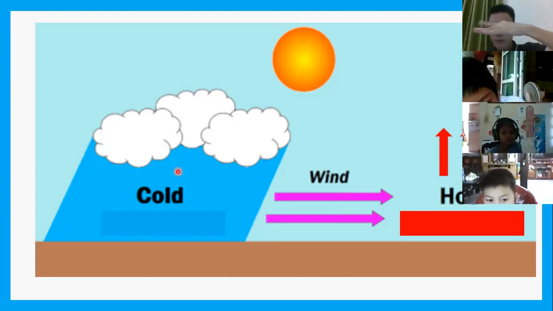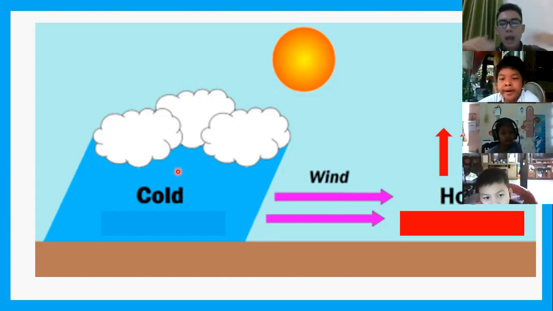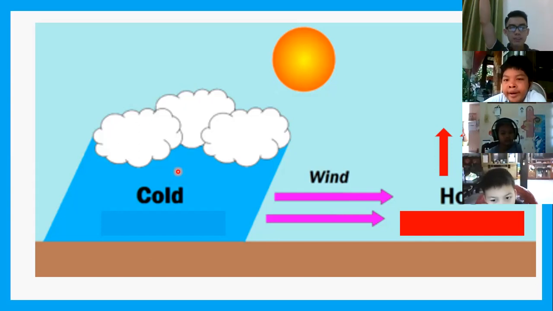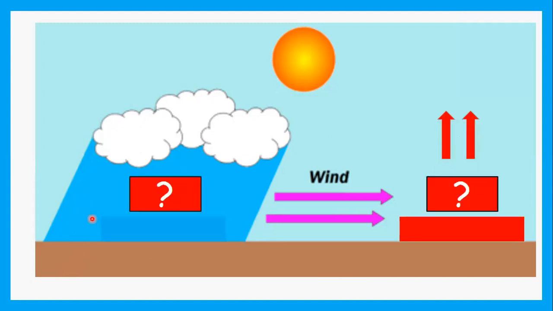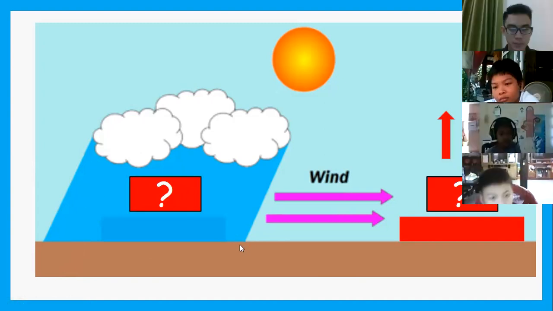The cold air is moving towards the hot air, and the hot air is moving up in the sky. I have some questions for you, which is very easy. Everybody, what is the answer? What is this place? What is this picture? Can you tell me?